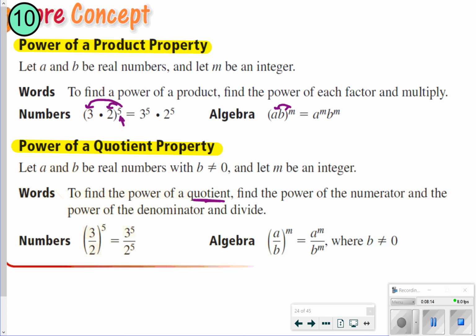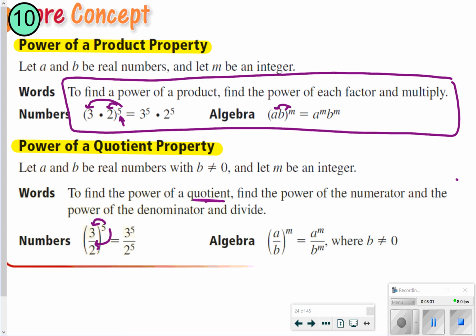You're still going to distribute this exponent to everything inside the parentheses. It doesn't matter if it's on the top or the bottom. So 3 over 2 to the 5th power means the 3 gets the 5 and also the 2 gets the 5. We are going to take a few moments here to write this down.